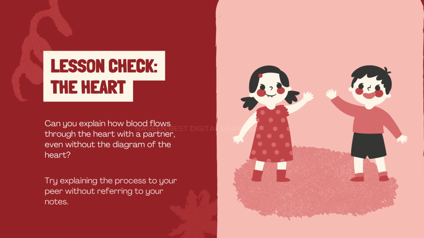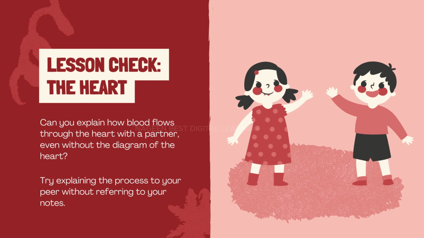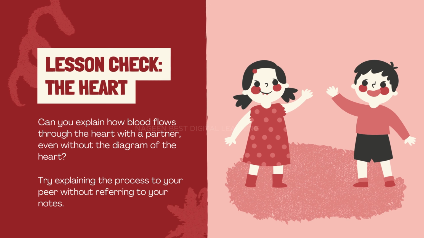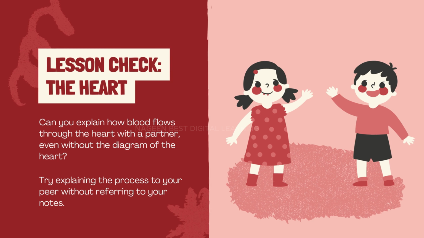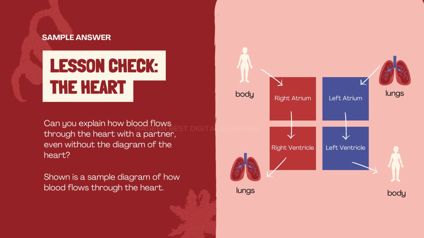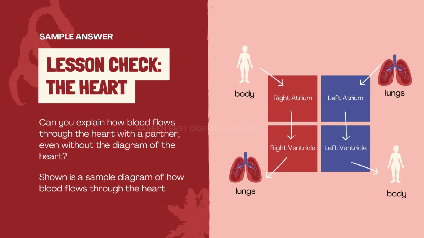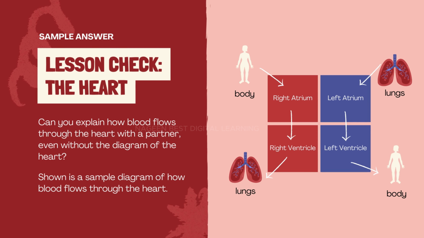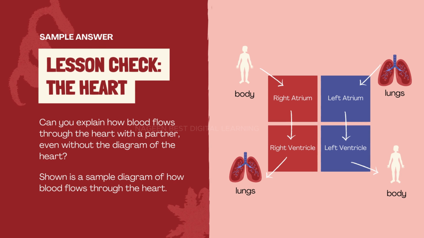Can you explain how blood flows through the heart with a partner, even without the diagram of the heart? Try explaining the process to your peer without referring to your notes. Shown is a sample diagram of how blood flows through the heart.